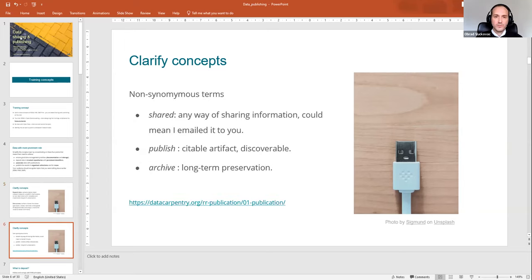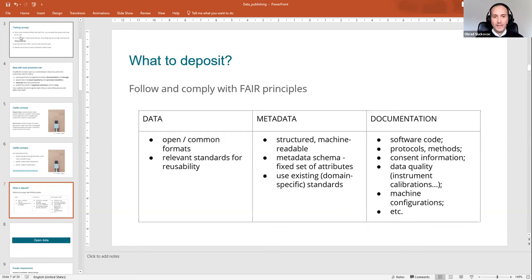Other things that also have to be clarified are some terms that are used frequently but are non-synonymous, like the term shared data. What does it mean to share data? That means sharing in any way, like I said, you can email data to somebody, that means sharing. Publishing data means to publish in a suitable platform, in a suitable format, that is later on discoverable and citable. And archiving data means preparing data for long-term preservation.